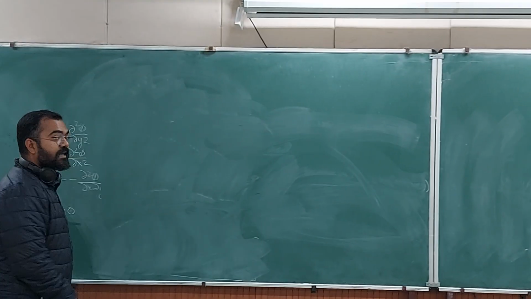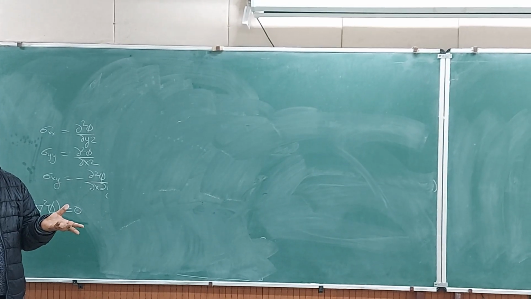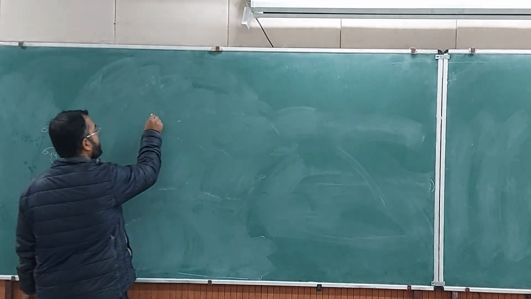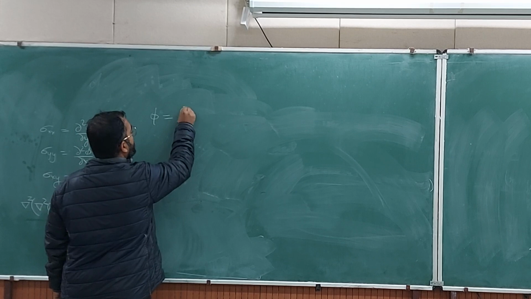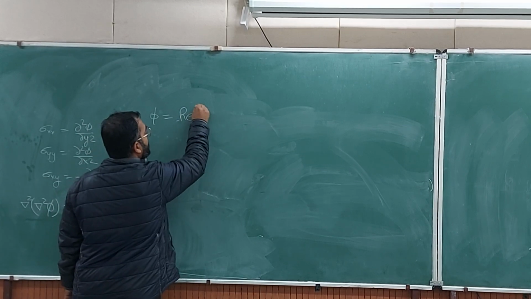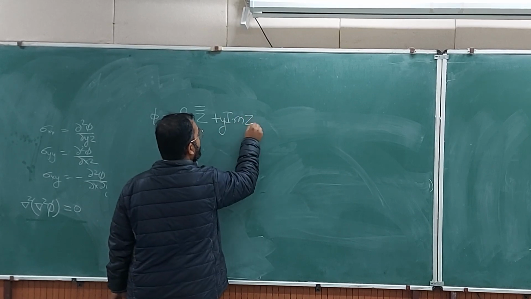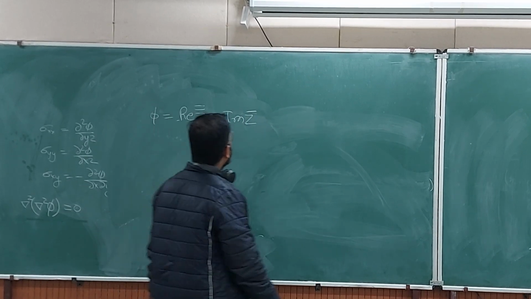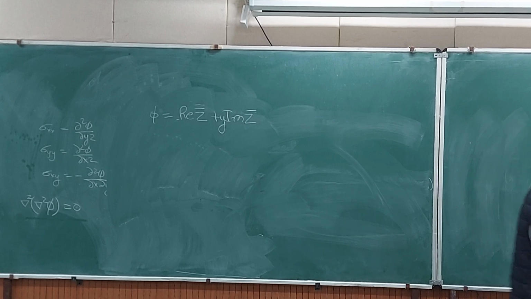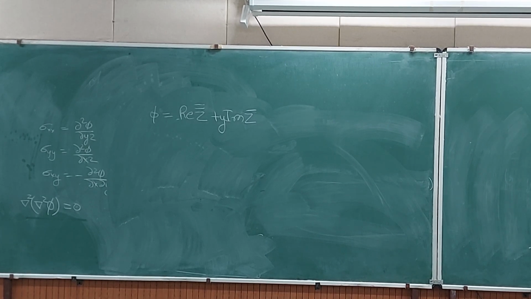So Westergaard gives a lot of functions, and one of those functions is, he describes phi is equal to real part of this plus imaginary part. So y into imaginary part of z bar. Okay. So let me just check. Yes, this is correct.